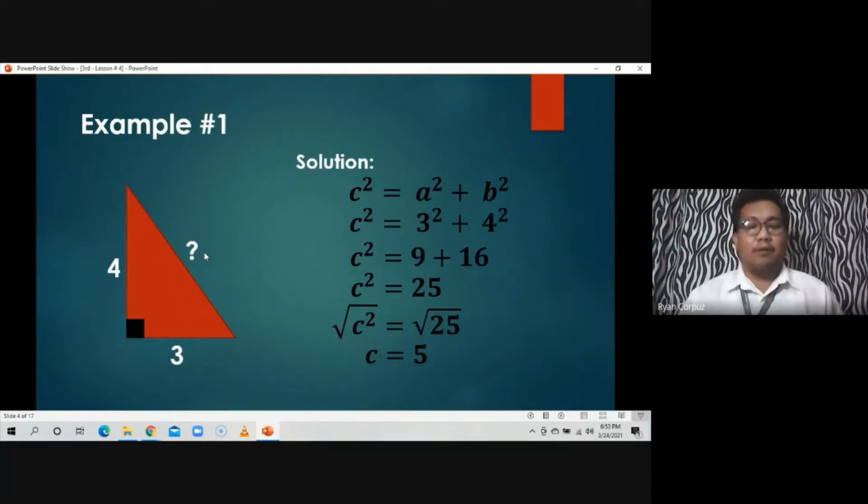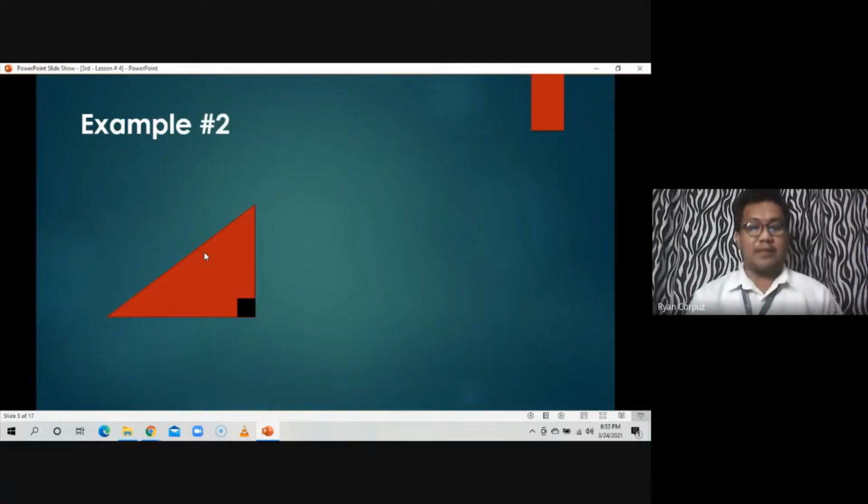Nakuha example number 1. So let's try another example. Let's have example number 2. Another given right triangle here, with a given measure for that side, which is the hypotenuse, as 10, and this side, which is the longer leg, as 8. So what we are going to find out is the measure of that side, which is the shorter leg. Sabihin natin, that's A.